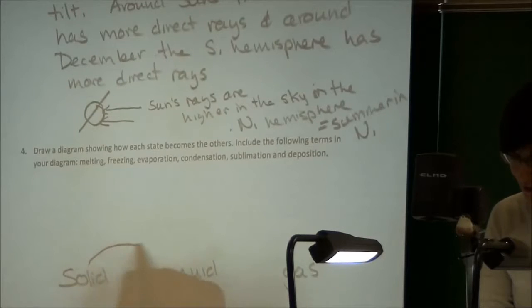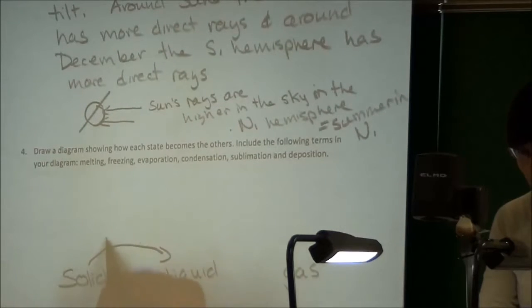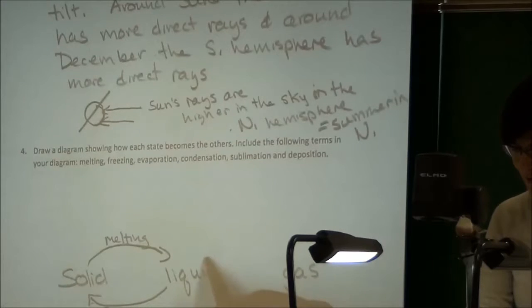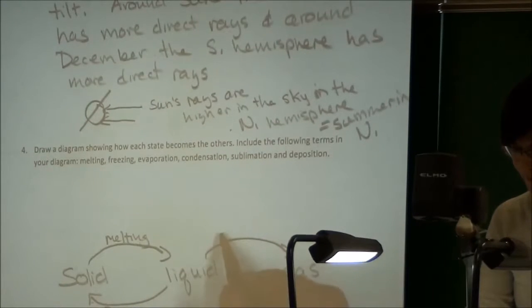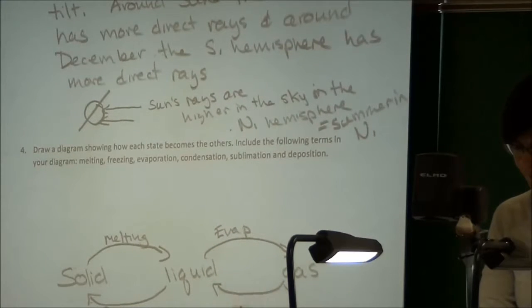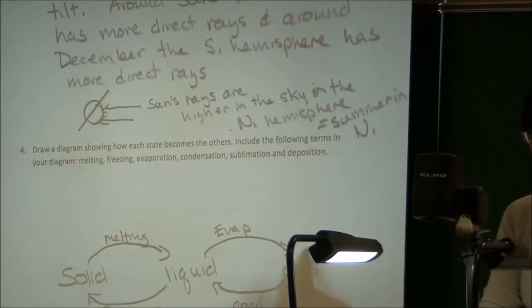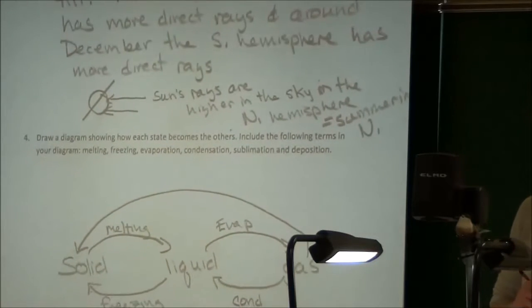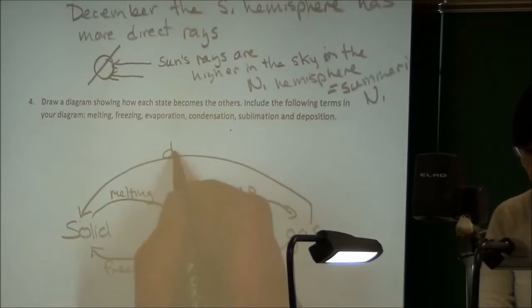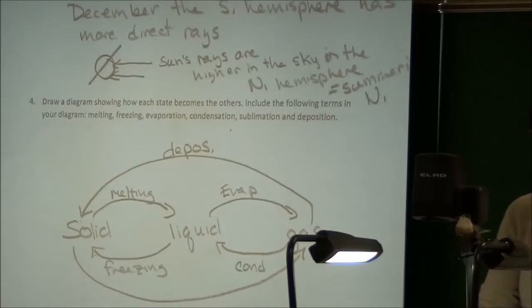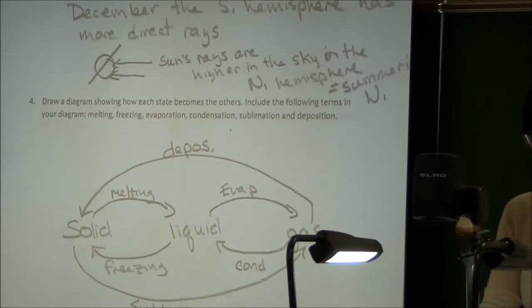So if I go from a solid to a liquid, I am melting. If I go from a liquid to a solid, I am freezing. Liquid to a gas, evaporating. Gas to a liquid, condensation. Excellent, condensing. Gas to a solid, deposition. Deposition, excellent. And a solid to a gas, sublimation. Perfect.